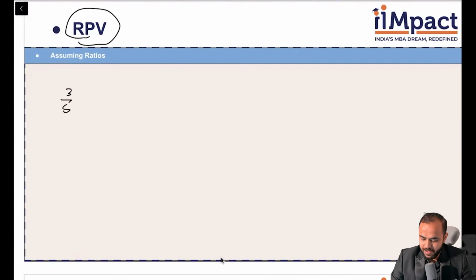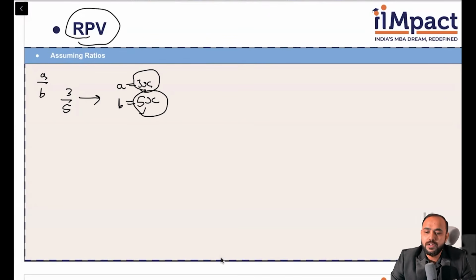So the number one thing to do in this situation is, if they say that the ratio is 3 by 5, you assume the variables, whatever they are. Let's say they say ratio of A by B is 3 by 5. You assume that A is equal to 3x and B is equal to 5x. And then you use these 3x and 5x in the further equations that you will form.